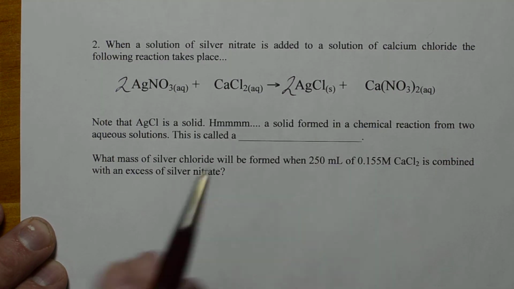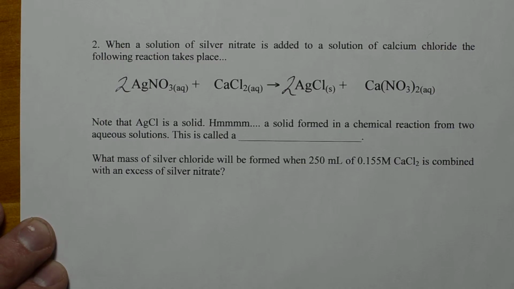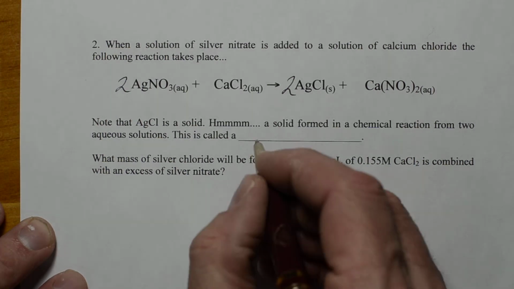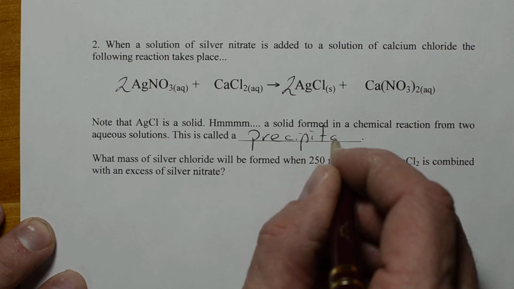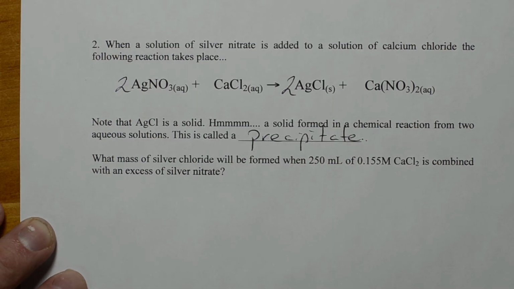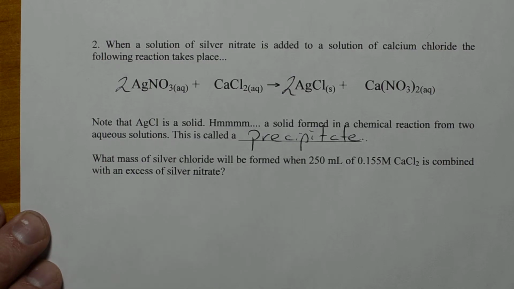Now notice that I put in the state symbols, and it says that silver chloride is a solid formed in a chemical reaction from 2 aqueous solutions. What's that called? Hopefully you came up with the term precipitate. Okay, now in this problem I'm just going to do it all in one step, and that's the way I'm sure most of you would prefer.